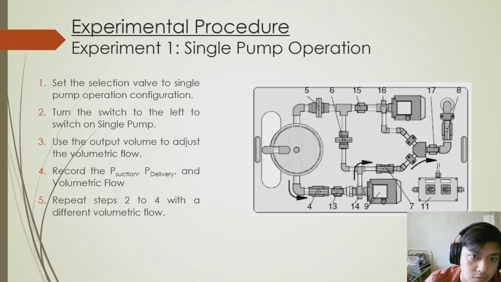For the experimental procedure, experiment 1: first, we set the selection valve to the single pump operation configuration. For this experiment, we open valves number 5 and 6. Turn the switch to the left to switch on the single pump. Use the output volume to adjust the volumetric flow. Record the pressure suction, pressure delivery, and volumetric flow. Repeat steps 2 to 4 with a different volumetric flow.